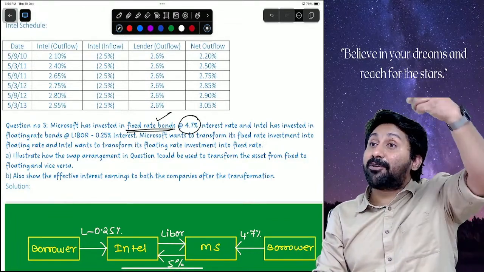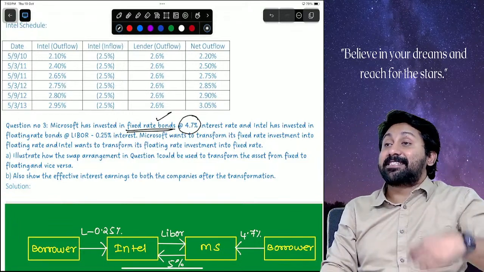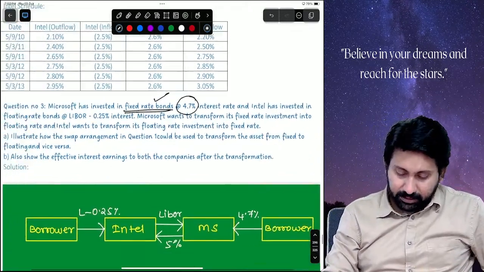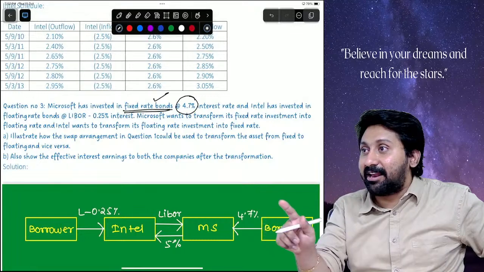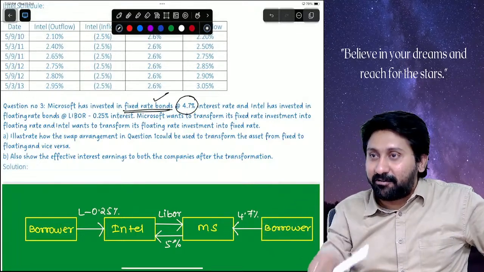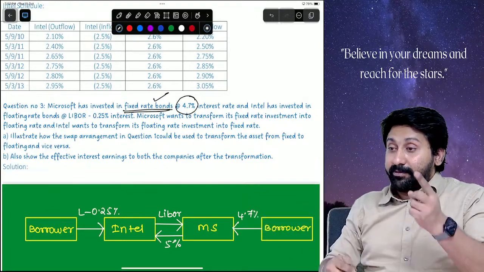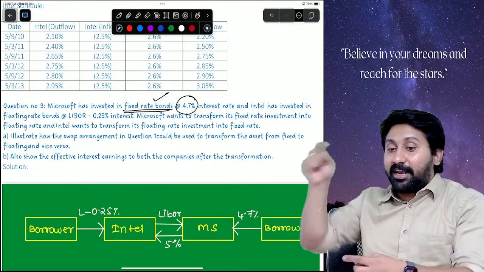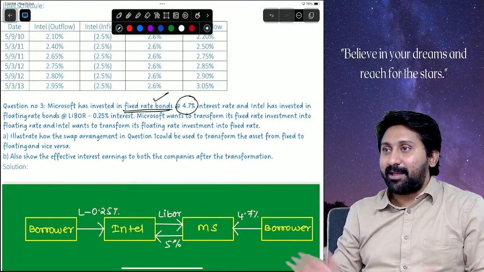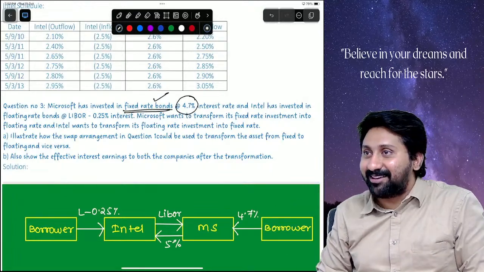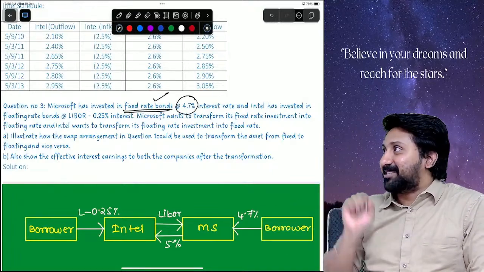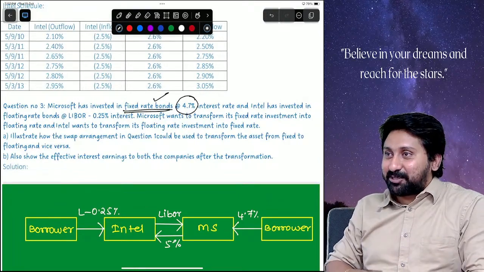Previous question: borrowed in floating, invested in fixed. Next question is there. In one exam, do you know what they have done? In a recent attempt, 2022 if I am not wrong, in the same question they have given asset to liability with swap dealer. One question came like this in the exam hall. All the worst questions will come in the exam.